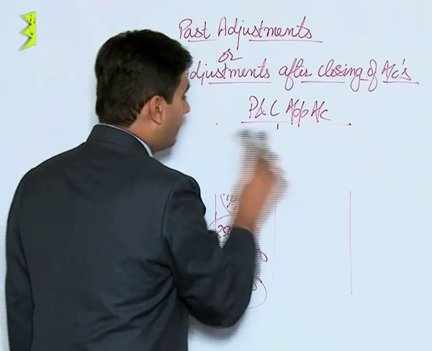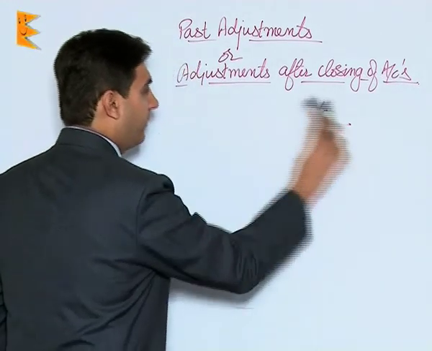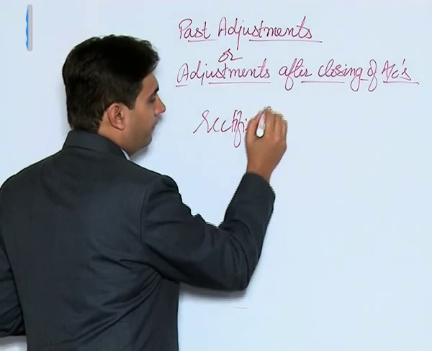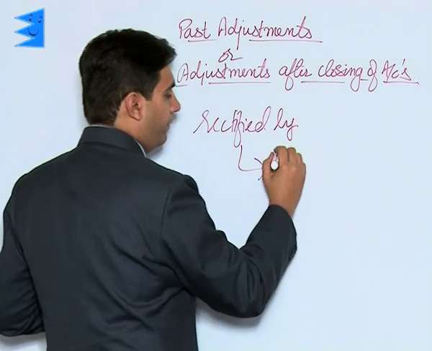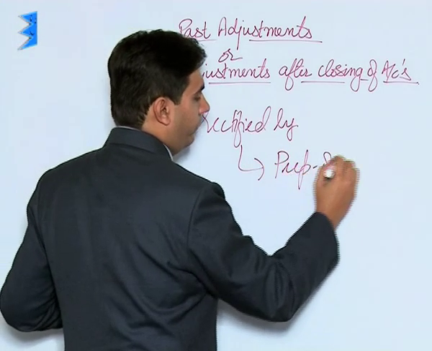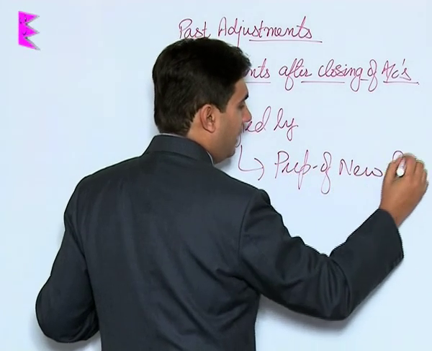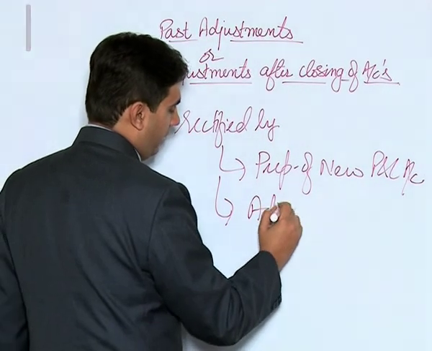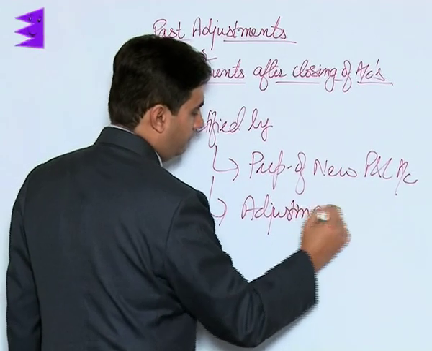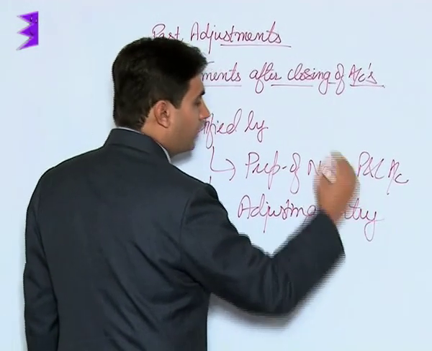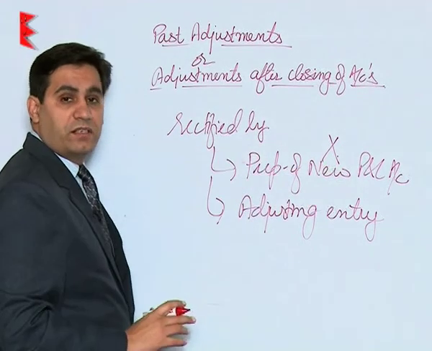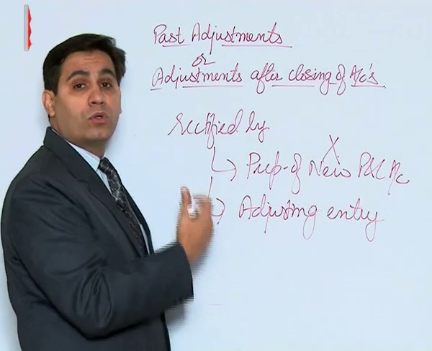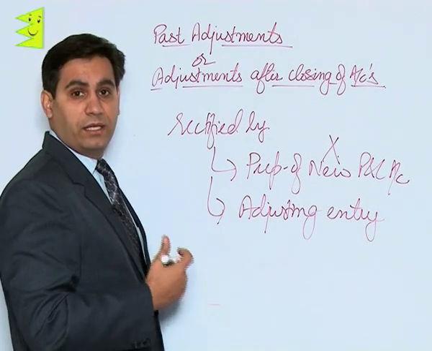So the course of action is, rectification can be done either by preparation of a new P&L account or by passing an adjusting entry. Now students, the first is a part of rectification, so we are not considering this and this is not in your syllabus per se. So we are going to start with how this rectification can be done using an adjusting entry.